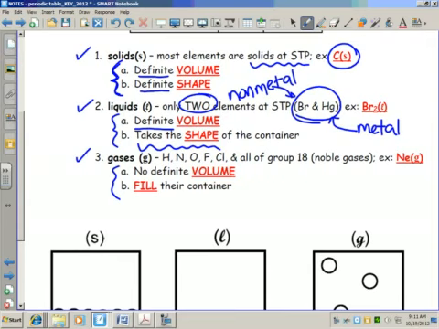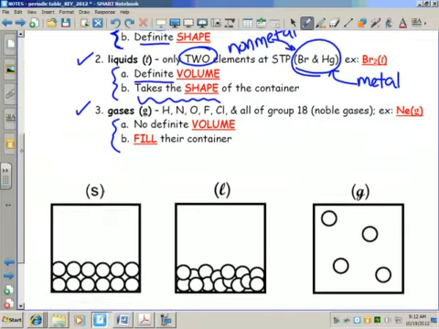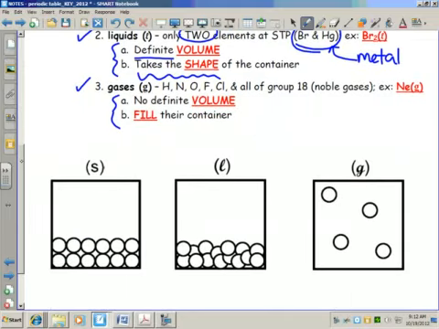And if you were to turn that glass on its side, the now liquid water would conform or take the shape of the container, but it won't fill the container. Which brings us to gases, which now have no definite volume. Means the volume changes based on the volume of the container.